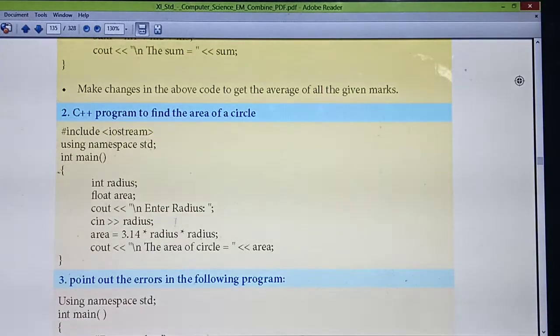So it's a point number, isn't it? Point number means you should give the data type as float. Okay, number means no problem, you can give the data type as int. Then point numbers means you should give the data type as float.